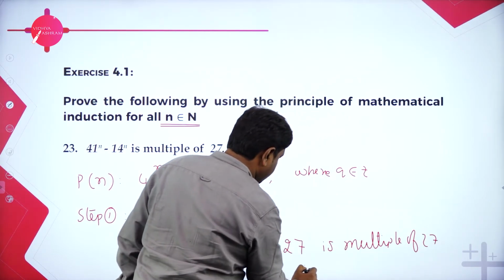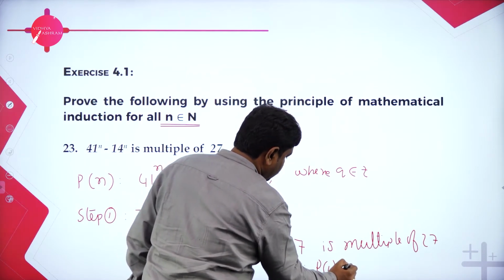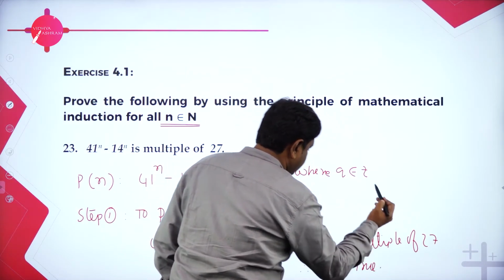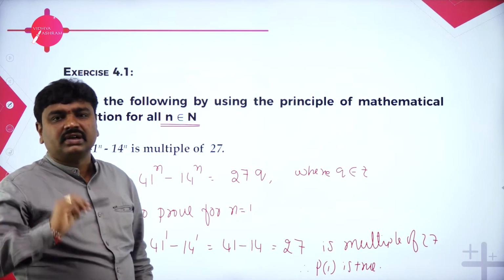Therefore, P of 1 is true. Our statement is true for n is equal to 1. Step 1 is done. Now step 2.